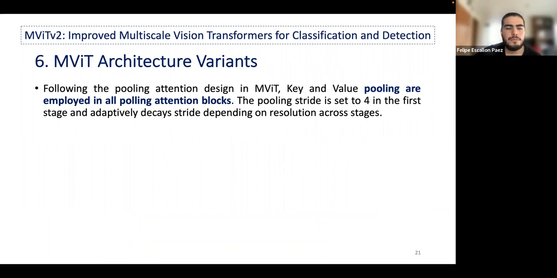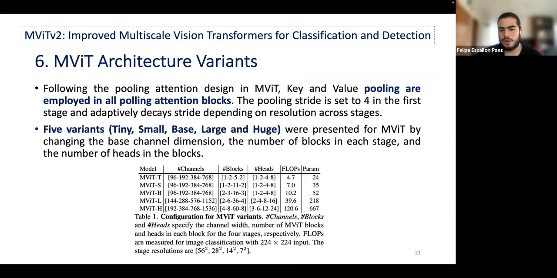Some variants they proposed were 5 in total. They do this not only to compare themselves to other methods, but to use them in different scenarios. So the difference is just the computational power, in other words, as we can see in the flops and in the parameters, and they do so by having a larger amount of base channel dimensions, number of blocks in each stage, and number of heads in the blocks.